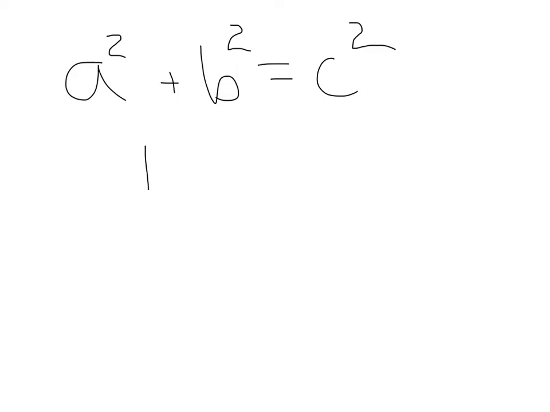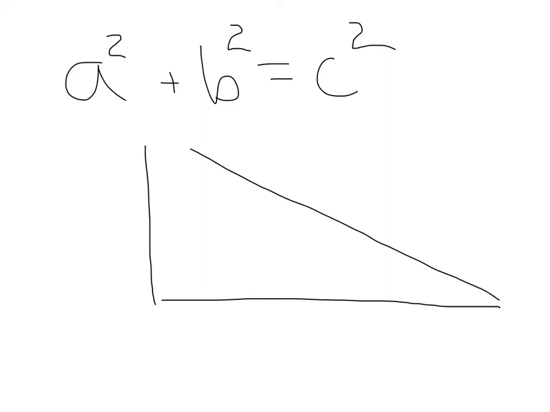I'll draw a right triangle. A right triangle is simply a triangle with a right angle. So the really important part about this is that we understand that C is the longest side. Now A and B don't really matter, they're interchangeable, but I usually just put A as the small side, B as the medium side, I guess, and C as the longest side.